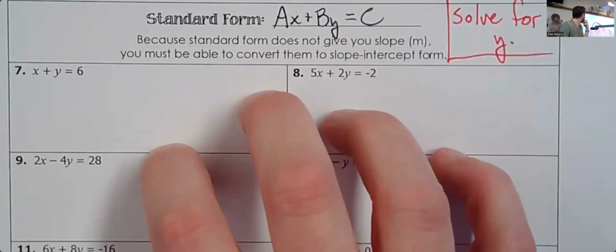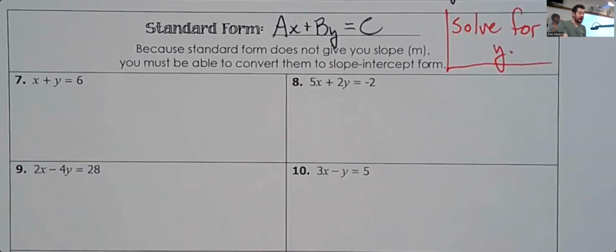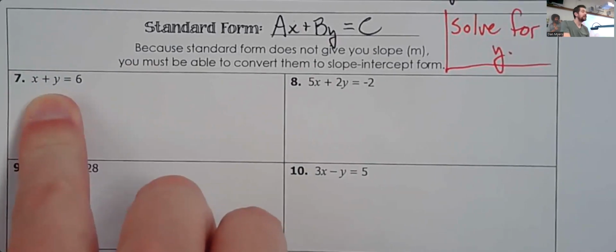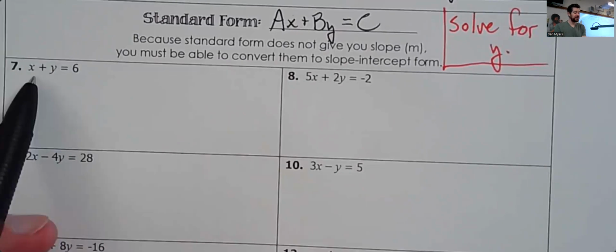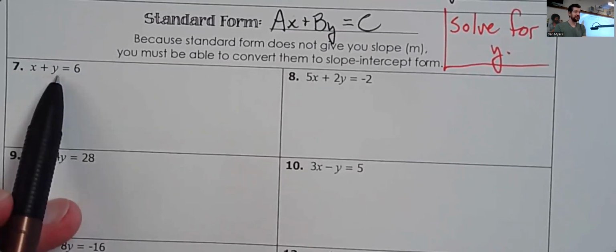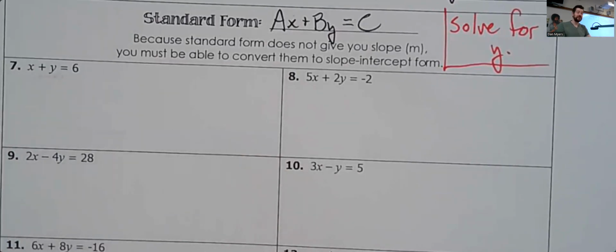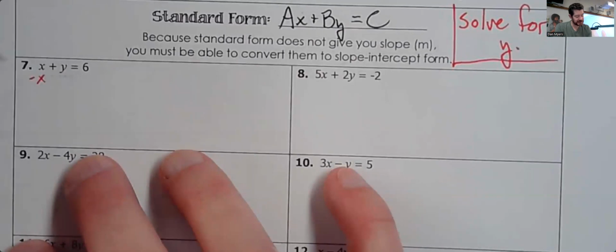Okay, so with number 7, here we go. If we wanted to get y by itself, what would we have to do? Subtract x from both sides, yeah. Because right now, x and y are being added together. We want to get y by itself. The thing that is keeping y not by itself is the fact that x is being added onto it. So to get rid of that, we'll just subtract x from both sides.